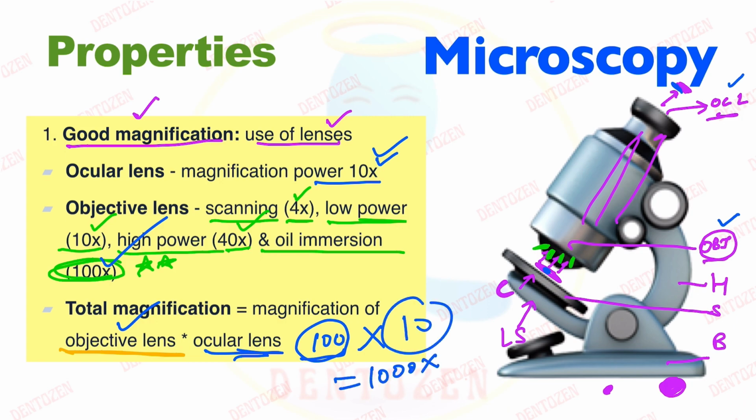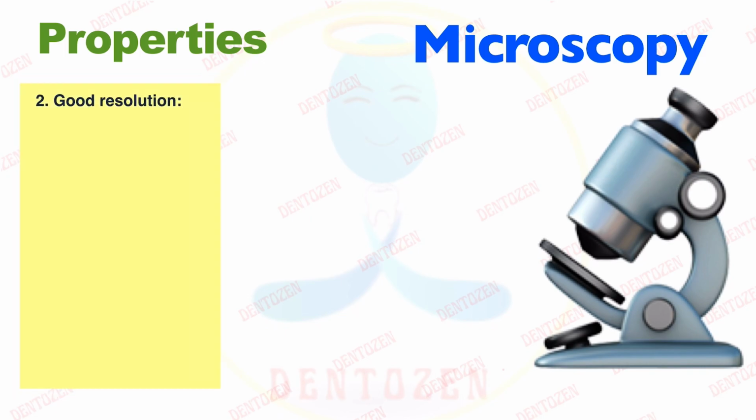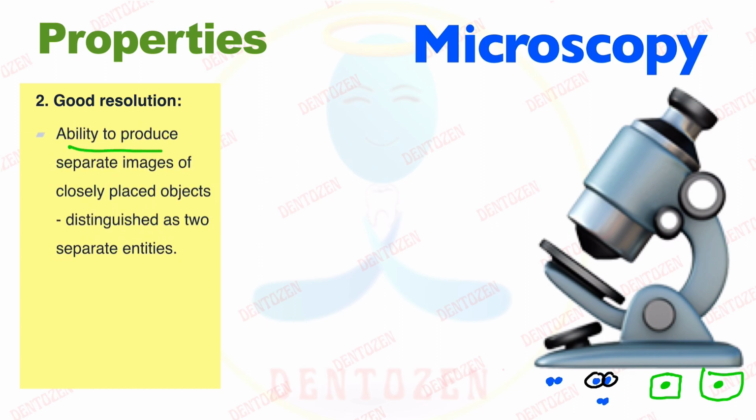Now another important property is resolution. A microscope should have good resolution. That means if two cells are there in a sample at a distance, we should see them as two separate objects and not as a blurred image of one object. You might have seen that when you magnify a picture in your camera, sometimes it becomes blurred. We do not want it to get blurred, and we should be able to see a clear picture. So that is the resolution: the ability to produce separate images of closely placed objects, which are distinguished as two separate entities.